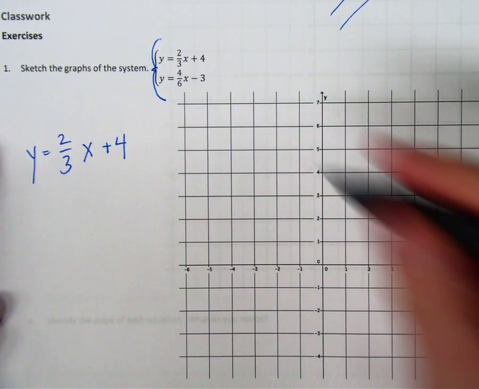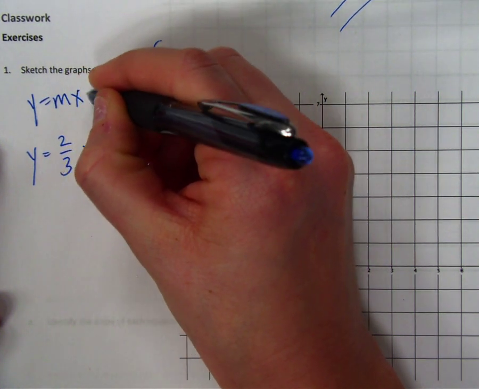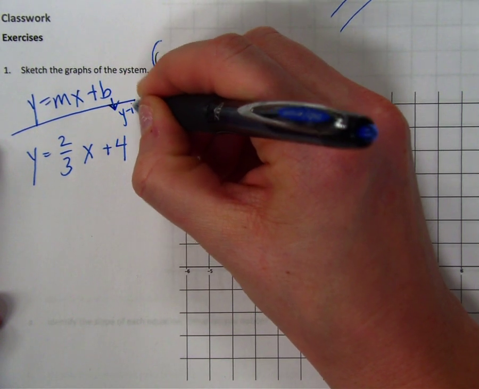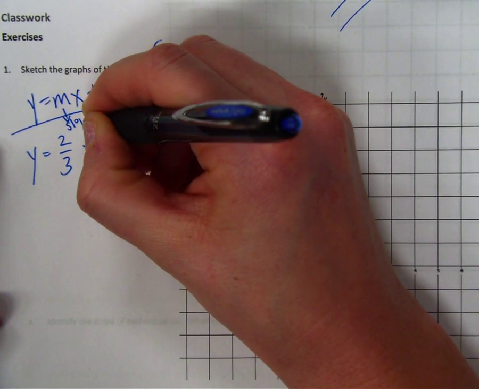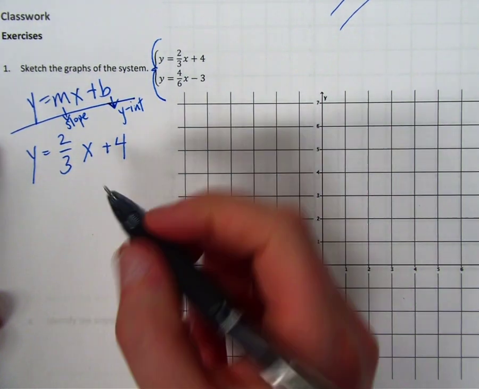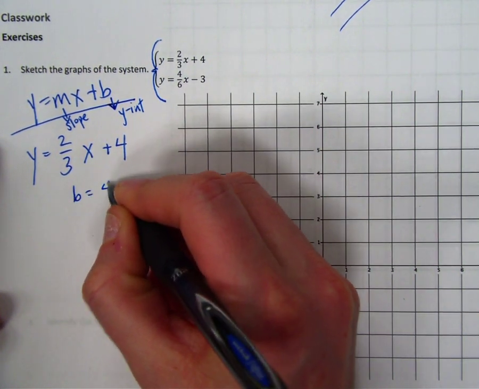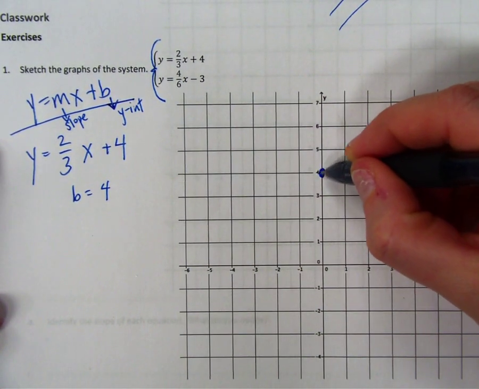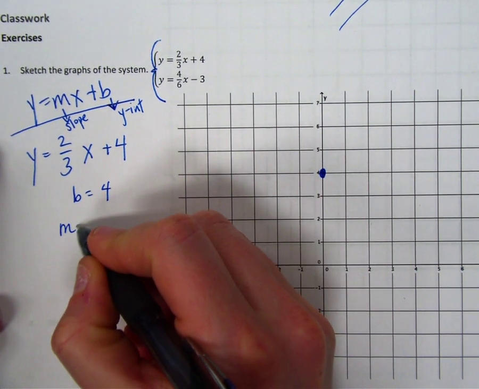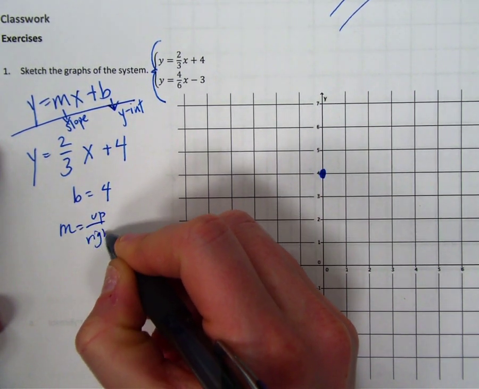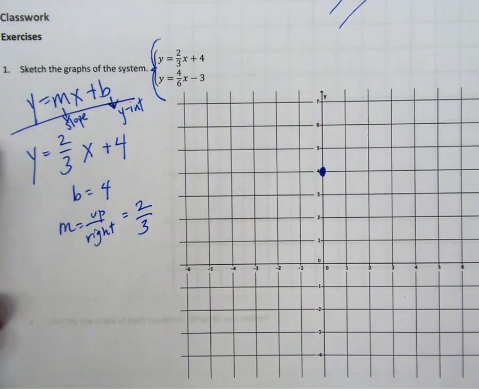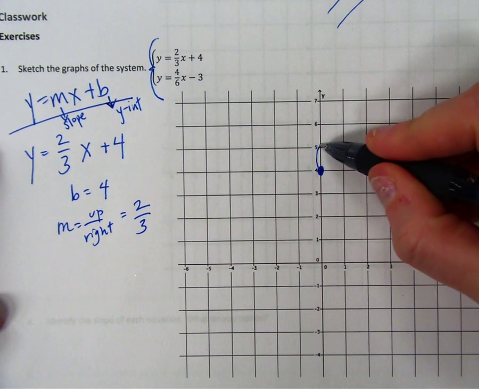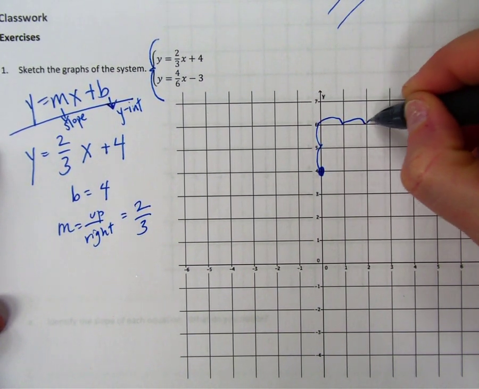So whenever I'm graphing an equation that's in slope-intercept form, y equals mx plus b, I'm looking at my y-intercept and I'm looking at my slope. So for our first equation, our b is 4, so I'm going to go over to the y-axis and I'm starting right here at 4. And then my slope, which is up and right, is 2/3. So I'm going to start at my b, because I know that that point's on the line, and I'm going to go up 2, and then over 3. Just like that.